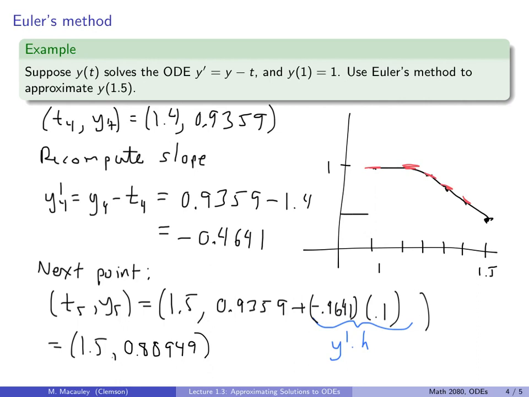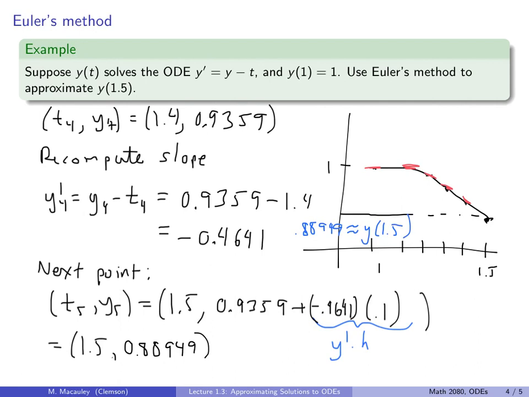So this is 0.889, that's 88949, and this is approximately y of 1.5.